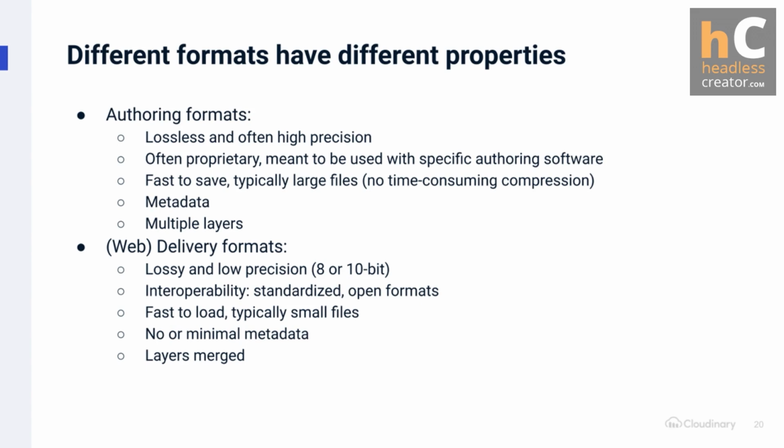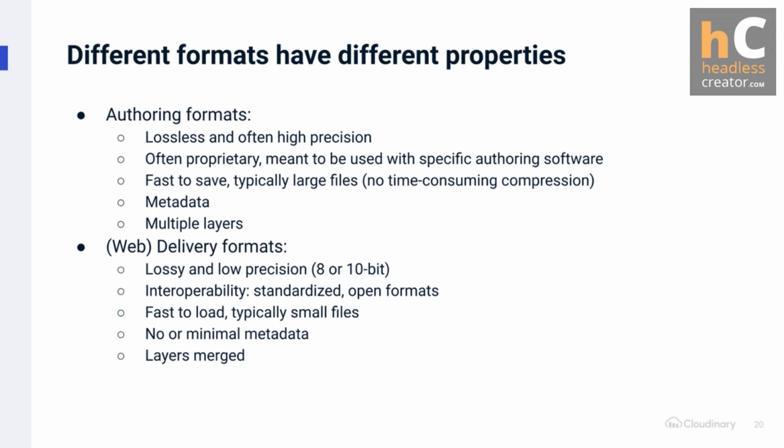Another aspect of authoring formats is that they are typically proprietary because they are tied to specific software like Adobe Photoshop or Lightroom or whatever specific software. And the format itself reflects the features that are available in that software. Authoring formats need to be quick to save because you don't want to wait a very long time to save your project. And you typically don't care that much if the files you get are very large because they're typically stored locally. Authoring formats also need to be able to store metadata about the image so that you can keep track of this information. And they also typically support multiple layers that you need while editing.